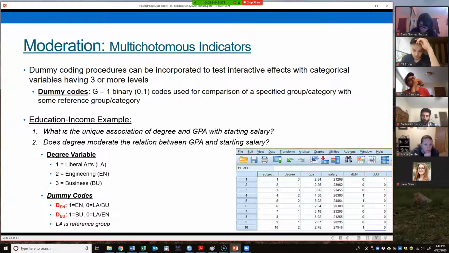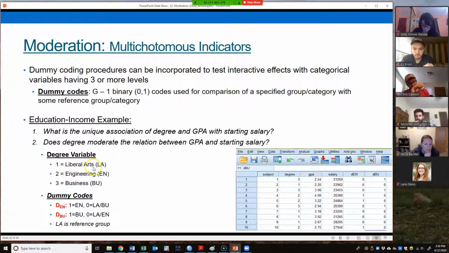Okay, so this is an example right out of Aiken and West, but it's a good example. Let's say I'm interested in the relation between education and income. My question is, what's the unique association of degree and GPA with starting salary? And then what I want to know is, does degree program moderate or influence the relation between GPA and starting salary? So what we've got here is a hypothetical set where we've collected data from a bunch of students with 3 different degrees.